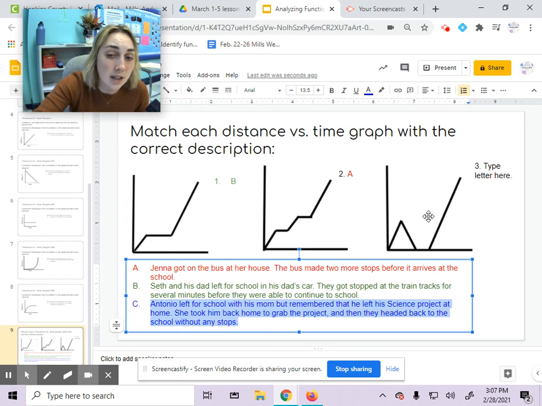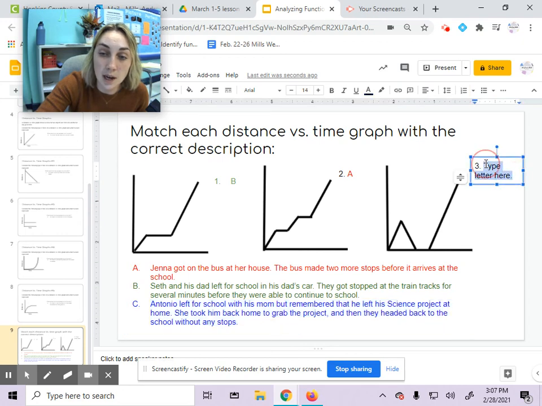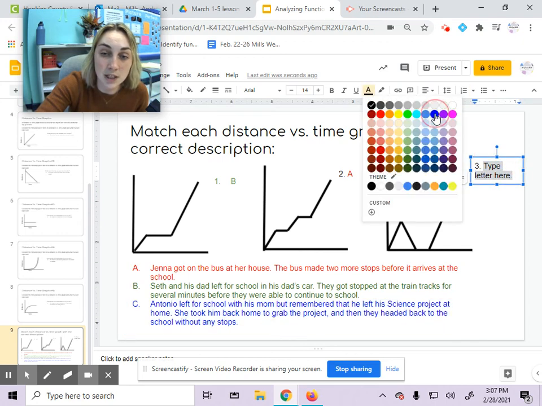This description does go with this graph because it looks like you're moving away from home, stopped, you go back home, you're at home for a couple of minutes, and then you head back away, leaving, as time goes on, you're moving farther away from the home. So this would represent the third description. So I would go ahead and say that is description number C.